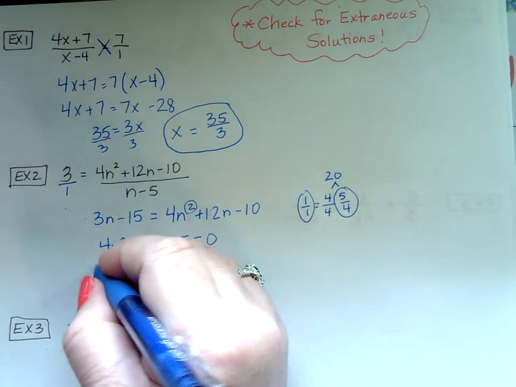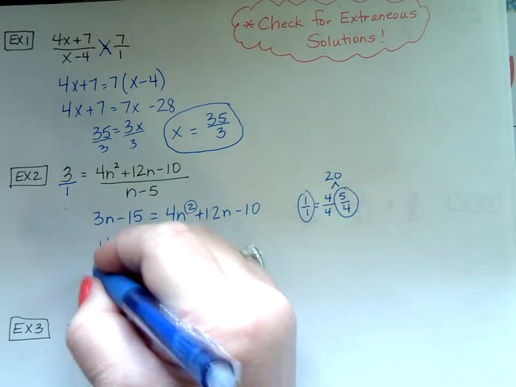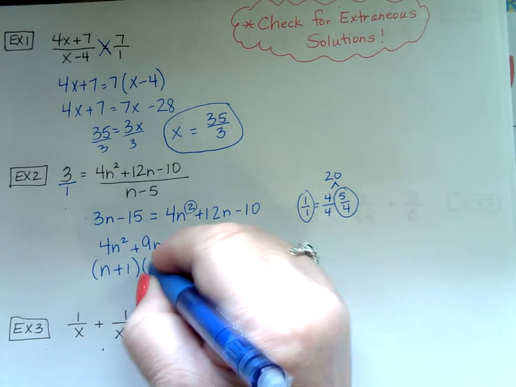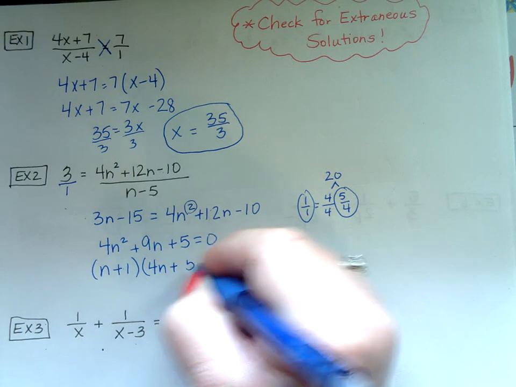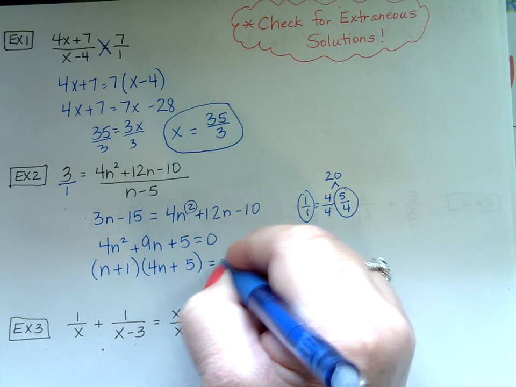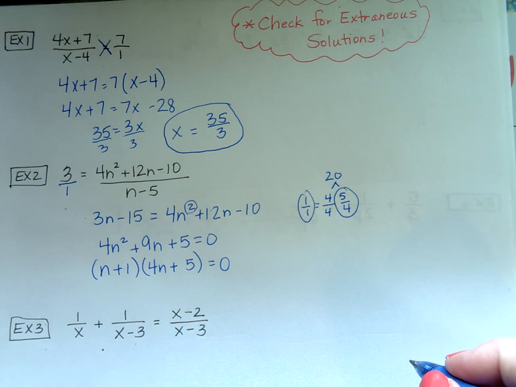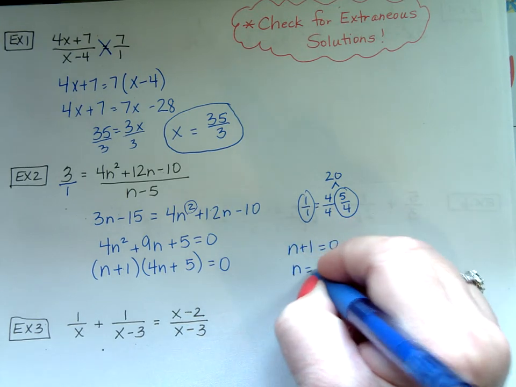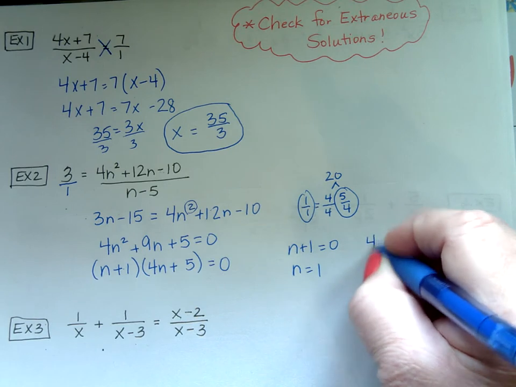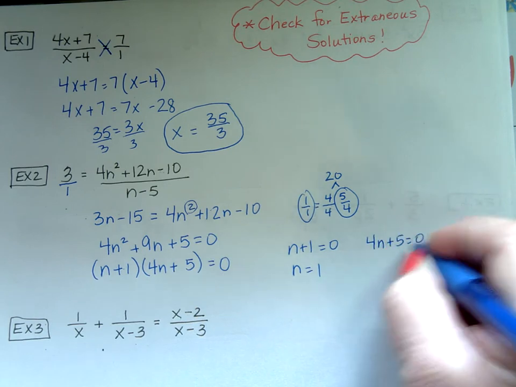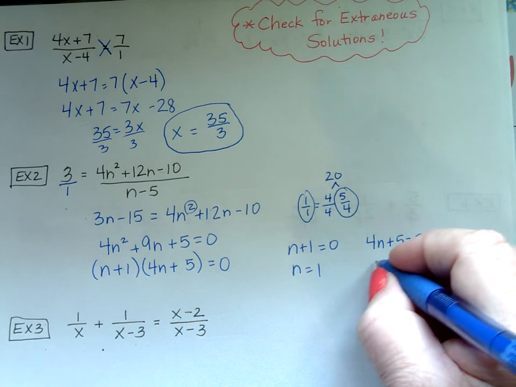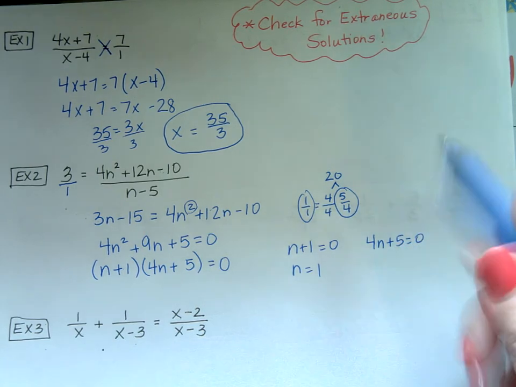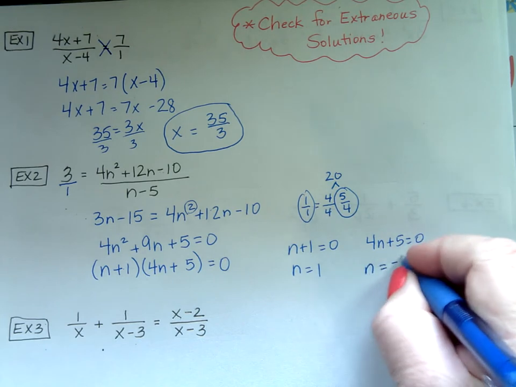So here I go. I have one grouping, these are n's, one grouping that's n plus 1, and one grouping that's 4n plus 5. And then solve them both. So n plus 1 equals 0 gives me n equals 1. 4n plus 5 equals 0. Swing the 5 to the other side, it becomes negative divided by 4. That's an n, not an m. N equals a negative 5/4.